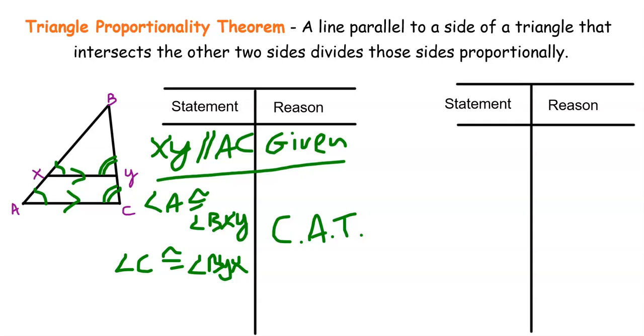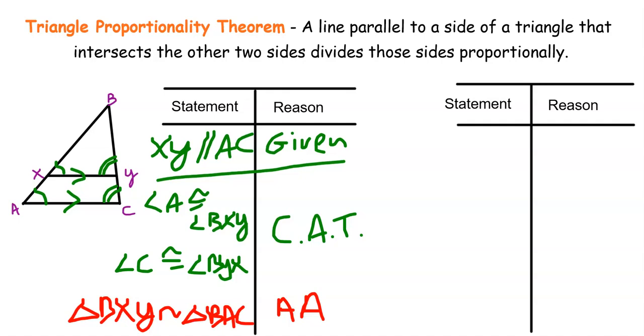Now, thinking back to triangle similarity, we have two triangles, BXY and BAC, that have two congruent angles. Therefore, by the angle-angle similarity postulate, which we can just abbreviate as AA there, we know that triangle BXY is similar to triangle BAC. All right, so now as a part of the triangle proportionality theorem, we have gotten to the step in the proof where we have two similar triangles. Well, when we have two similar triangles, one of the most useful things we can do is talk about what sides in those triangles are proportional.